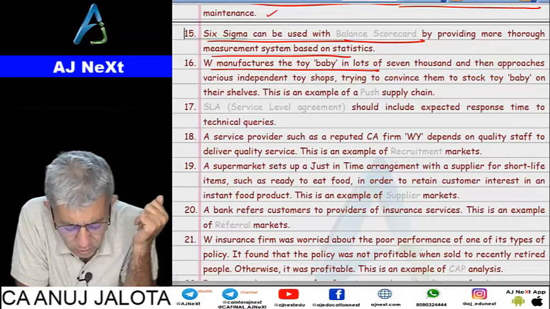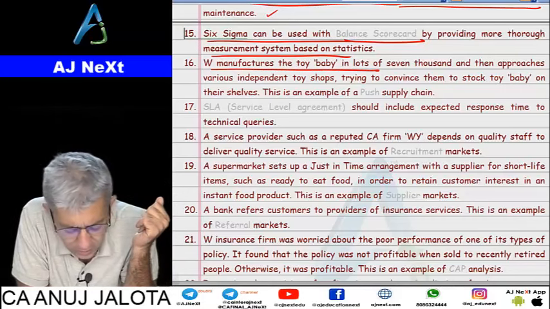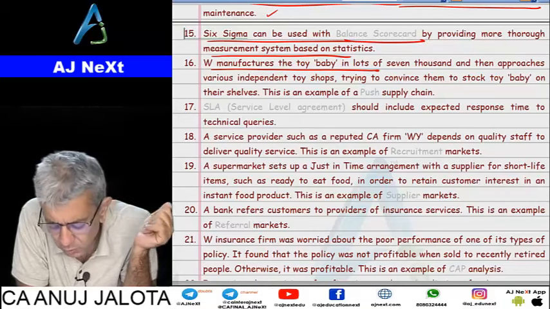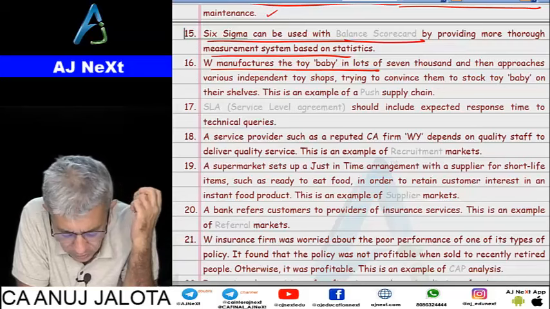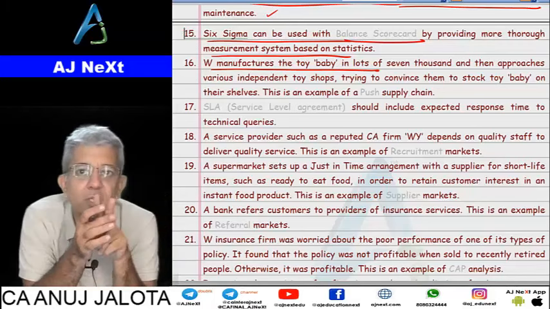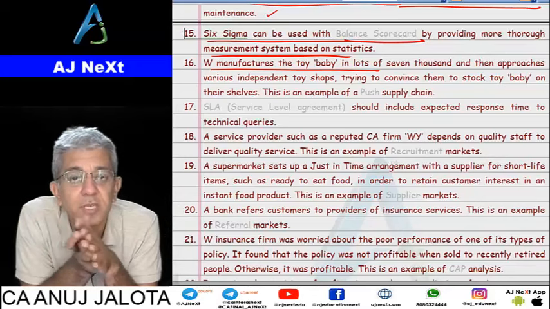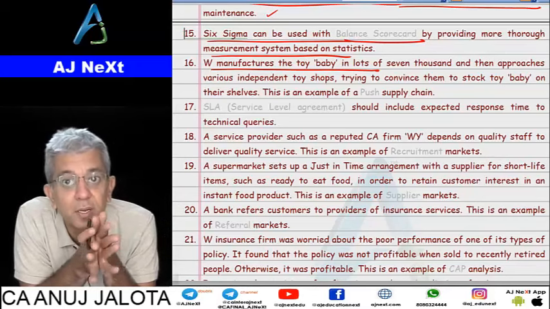W manufactures toy babies in lots of 7,000 and then approaches various independent toy shops trying to convince them to stock the baby toys on their shelves. This is an example of a push supply chain. Supply chains are of push type and pull type. We make first and then we try to sell, so therefore it is nothing but a push market.